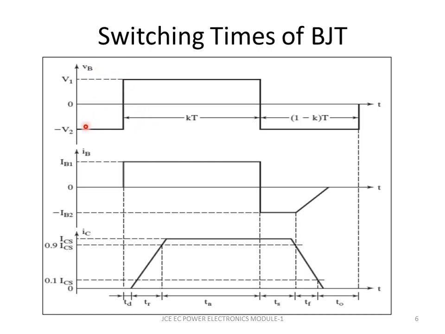So at the base, I'm going to give this kind of a pulse, which is going from minus V2 to V1, stays for some time, for KT time, and then again it will go low and stays off for 1 minus KT times. So this is basically T on and T off.